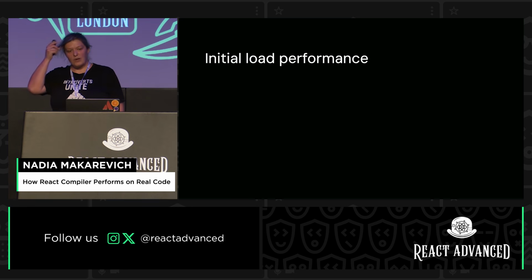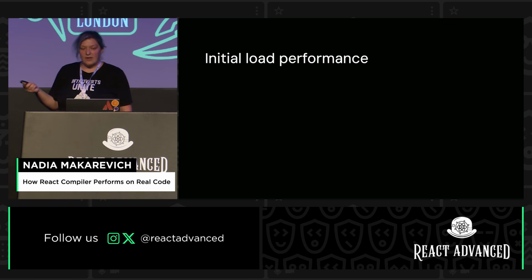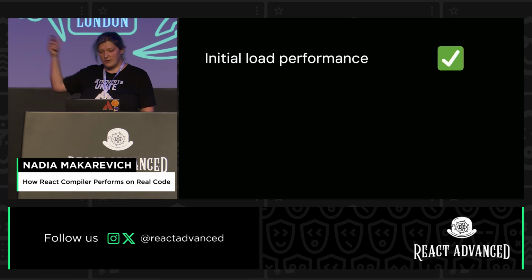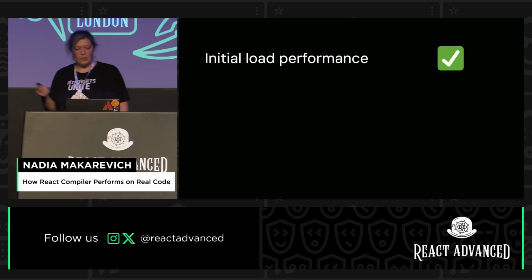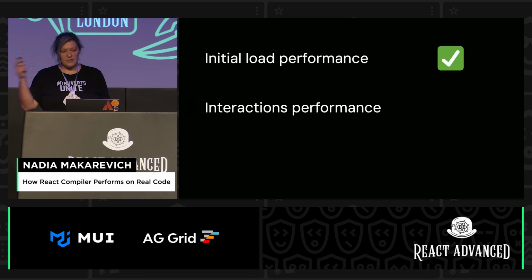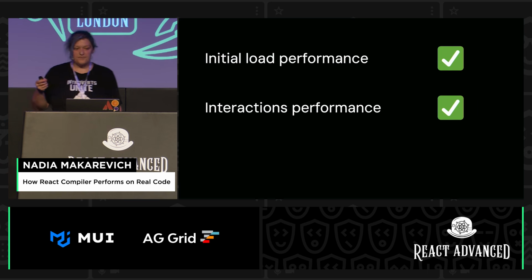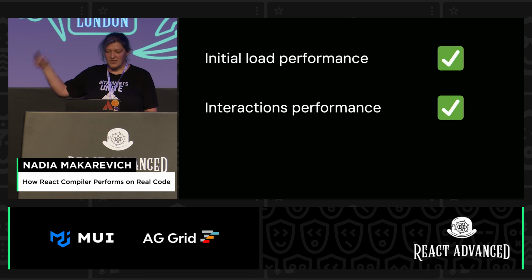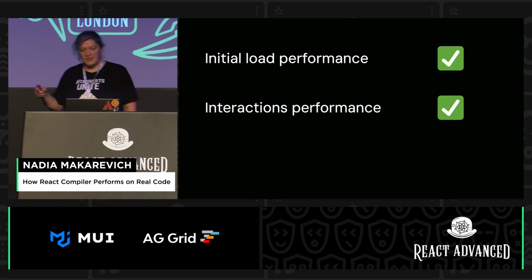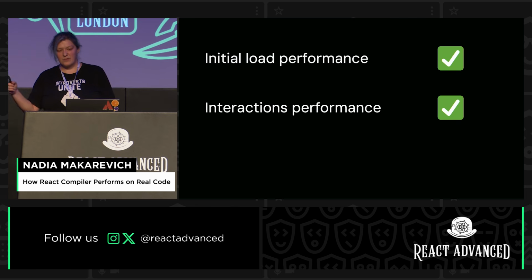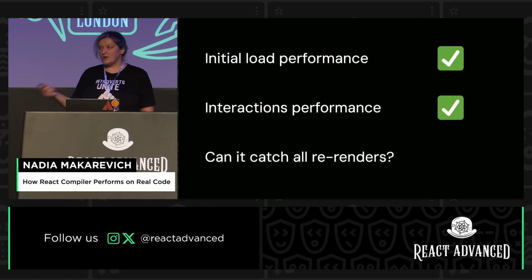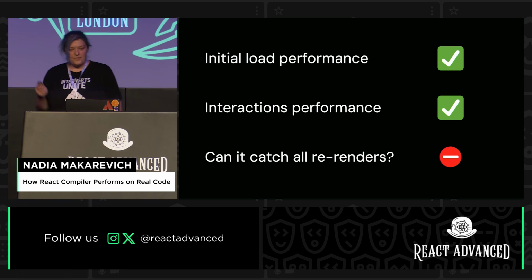So let's recap quickly what we were investigating and how the compiler dealt with it. Initial performance, check. No impact, no bad impact. Initial load performance, I would say also check. Well, interactions performance, check. I saw good improvements there. Some of them were really good, some of them just a little bit, but still really good. Can it catch all re-renders? No, and probably never will.